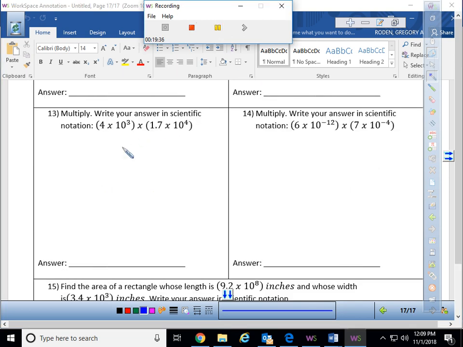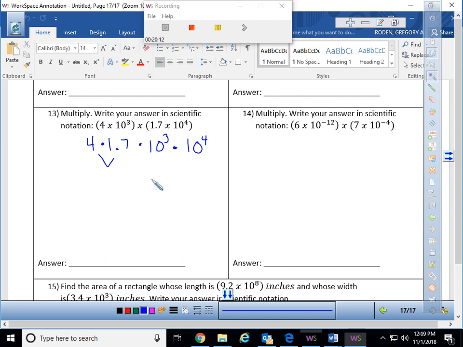Okay, so this one we're going to multiply this out. The first thing I like to do is rearrange all the numbers. All these numbers are just being multiplied together, and there's this really cool property in math called the commutative property of multiplication, which means I can switch all the orders around and it won't change anything. So I'm going to put the 4 next to the 1.7, and then I'm going to put the 10 to the third next to the 10 to the fourth, and then I'll just simply take care of these two first.